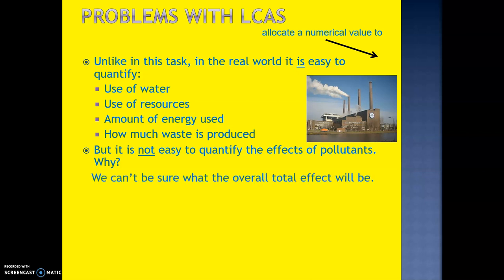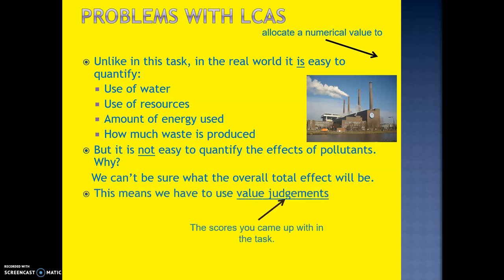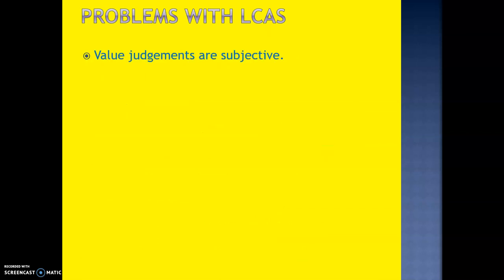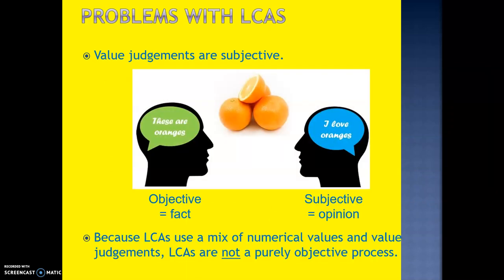To put it simply, we can't be sure what the overall effect will total to, because we have to use value judgment. So the scores that came up within the task, that's your own opinion. There's no way to truly quantify that. And the problem with using value judgments is they are completely subjective. It is all dependent on opinion, which is unlike objective, which means it is a fact, such as a diagram on the screen here. So LCA is a mix of numerical values and value judgments, but it is not a purely objective process. So they are subjective and open to interpretation.